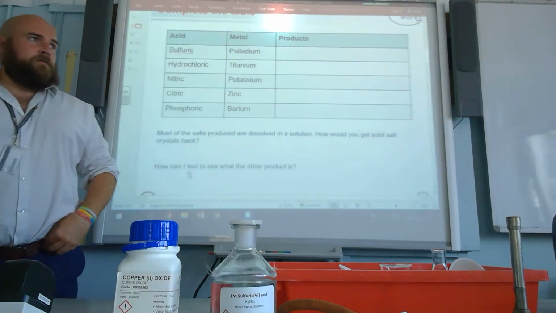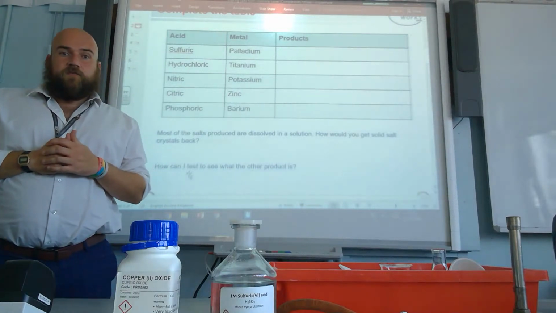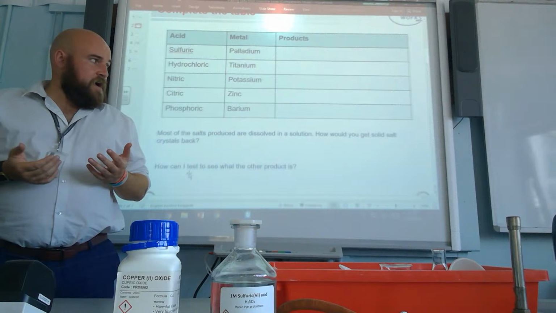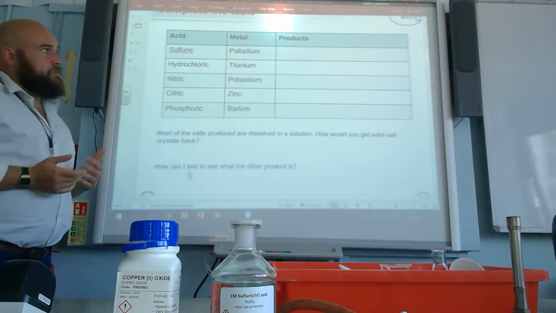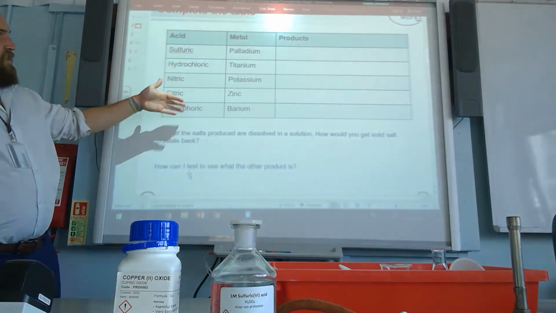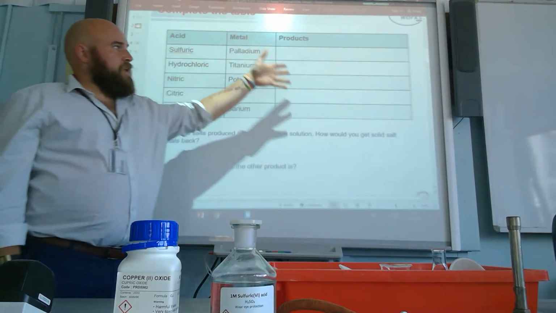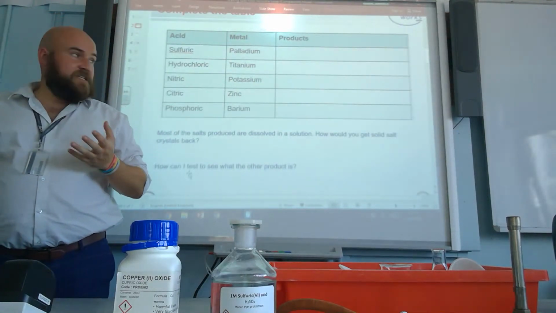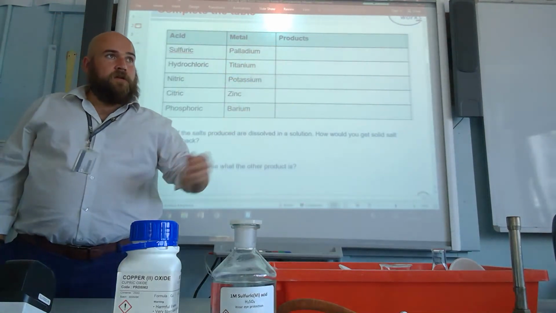So, following on from last lesson's work, where we looked at the reactions of acids with metals, just a little starter activity to see if you can remember any of that learning. We've got different acids here, we've got different metals. Can you predict what the products will be called? Just write down what the products will be called.